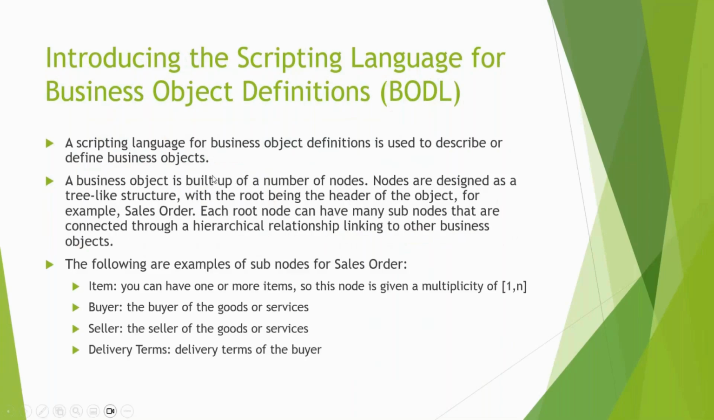And this business object is built upon a number of nodes. Let's say if we are creating any business object, that will have by default a node called the root node. If you want to define sub tables under that business object, those are nodes.